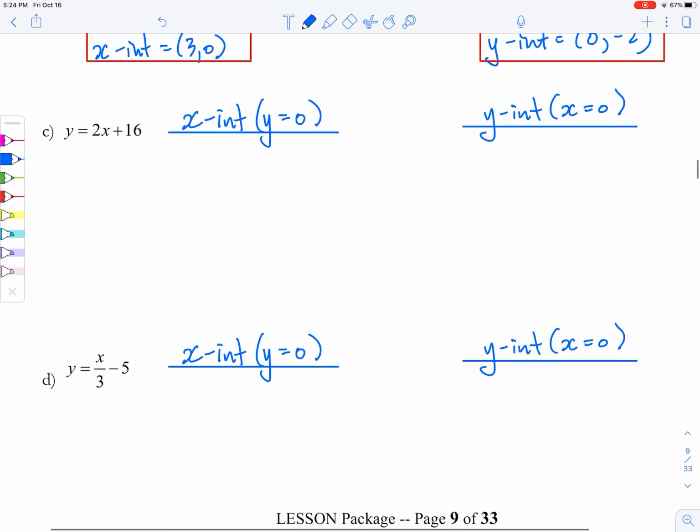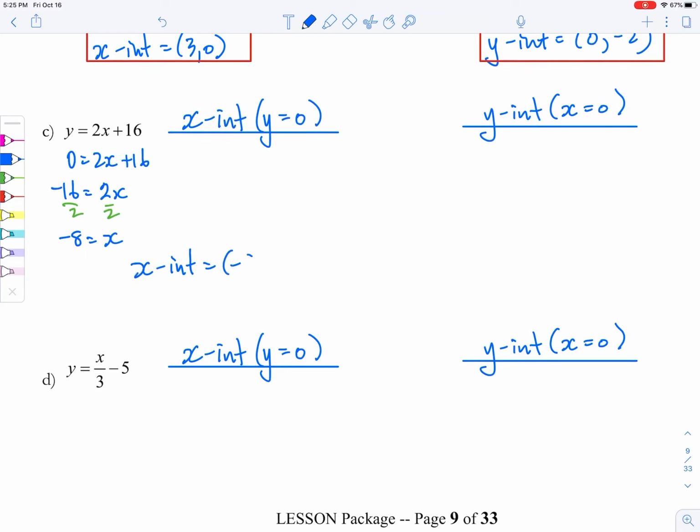Doing it again, this time for the x-intercept, y equals 0. So 0 equals 2x plus 16. I'm going to move the 16 to the other side, so it's minus 16 equals 2x. Now divide both sides by 2, and we get that minus 8 equals x. So our x-intercept is going to be minus 8, 0.